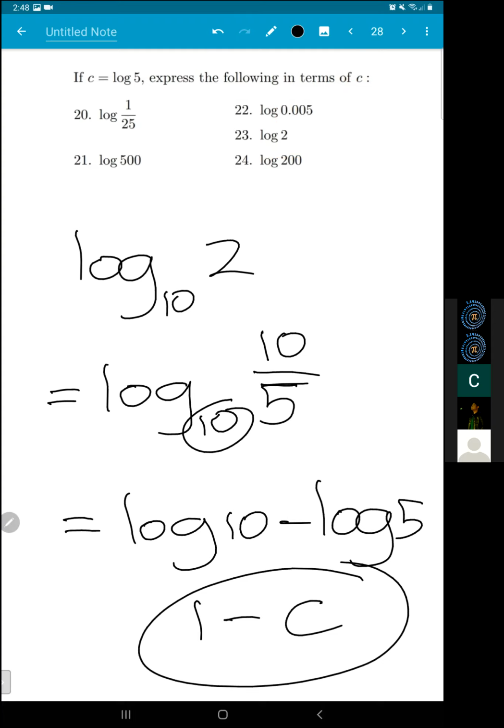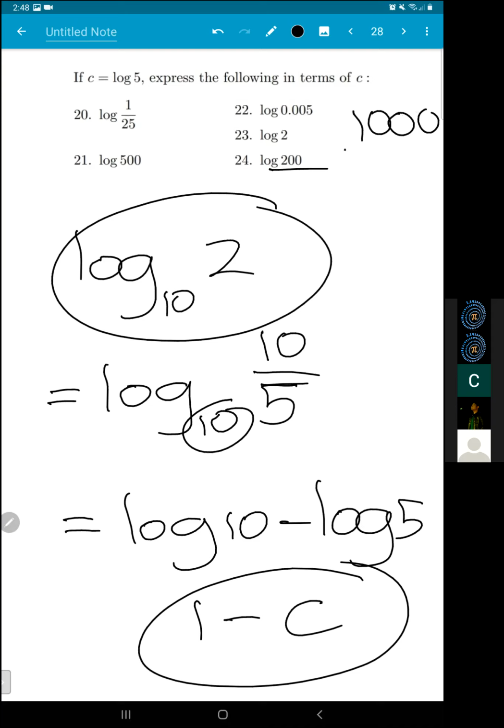And then for number 24, you just use this result. Okay, this is log 2. Log 200 is 2 times 100. Or you can write it as this is 1000 divided by 5.